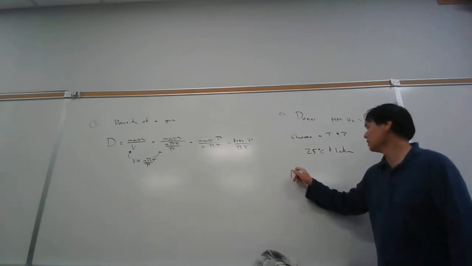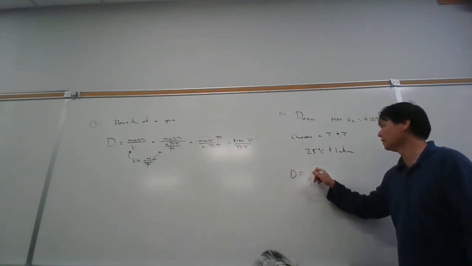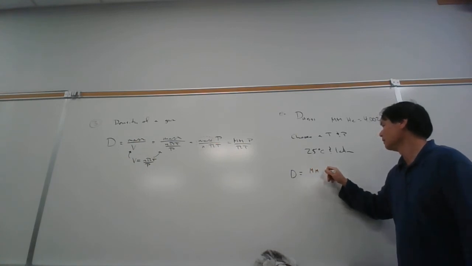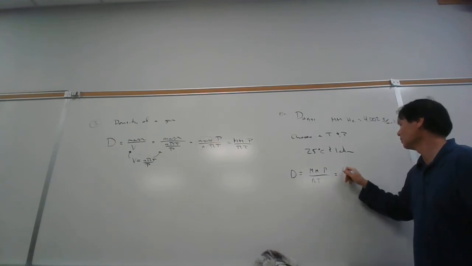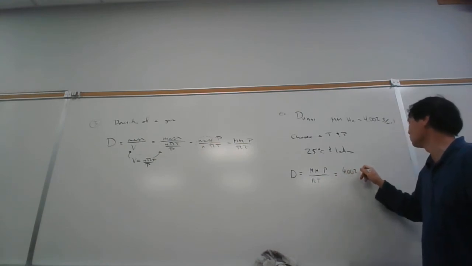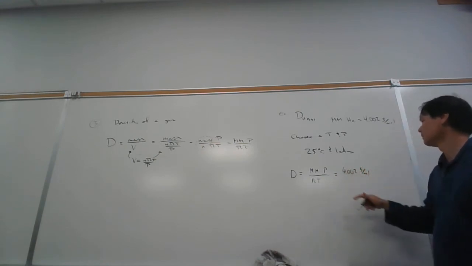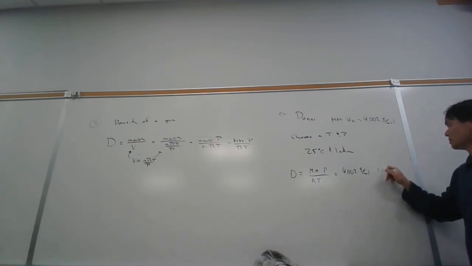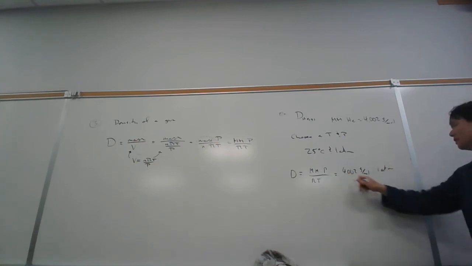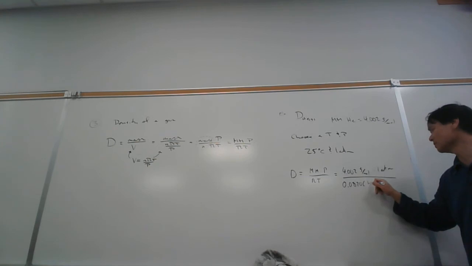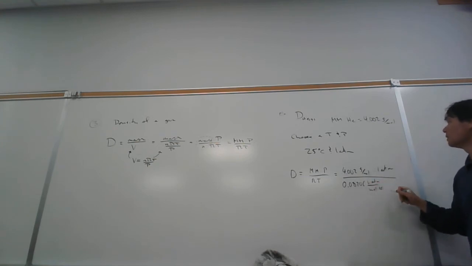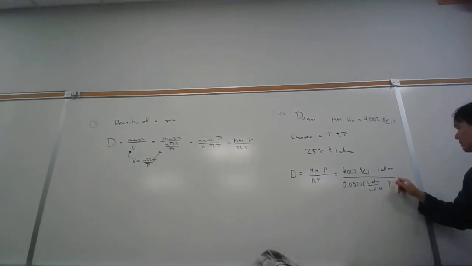And so we'll just use the equation. The density of helium is going to equal the molar mass times the pressure of the helium divided by R times the temperature of the helium. So the molar mass is 4.002 grams per mole. The pressure of the helium is just 1 atmosphere. Let's just say exactly 1 atmosphere. Divided by R. R is 0.08206 liters times atmosphere per mole Kelvin times the temperature. The temperature is just going to be 298 Kelvin.